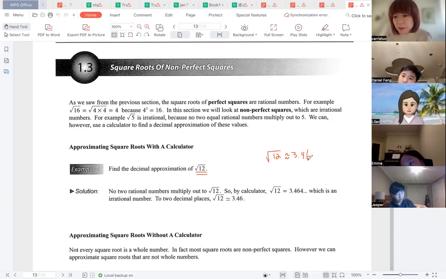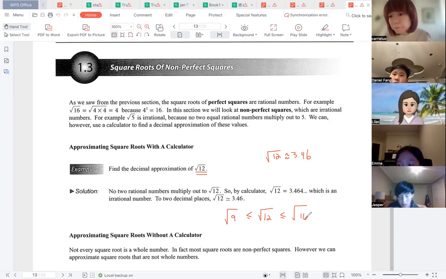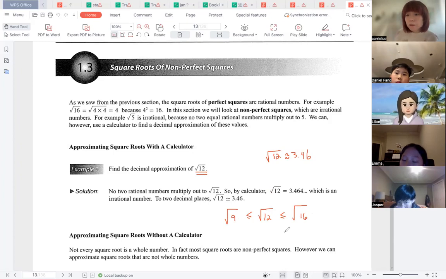So how do we get this number without the calculator? This is something we can do. This is something we're learning today. So Emma, if I ask you, square root 12 must be put in between 2 square numbers. What are you going to do? Is it bigger than square root 9 and smaller than square root 16? Correct, Emma? Yeah, okay.